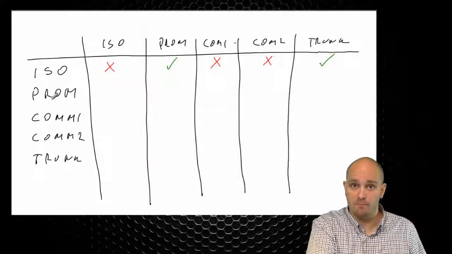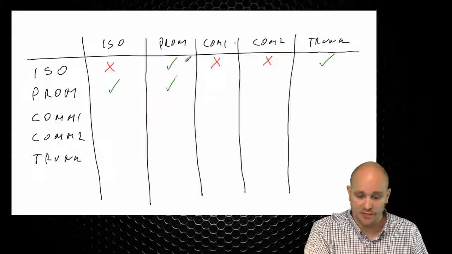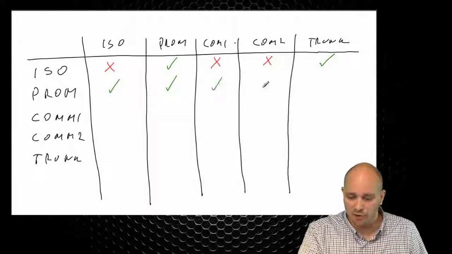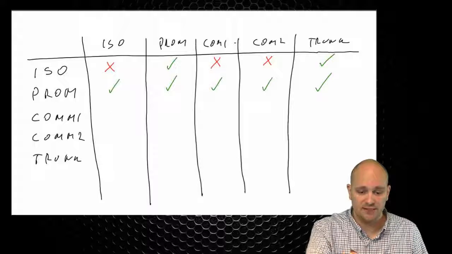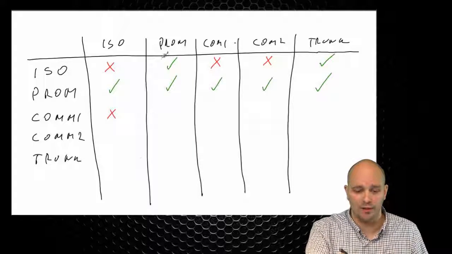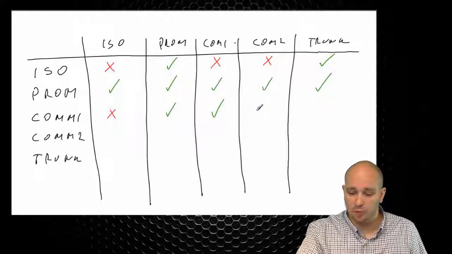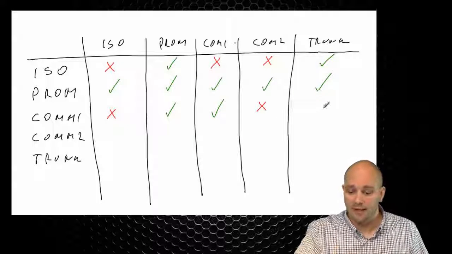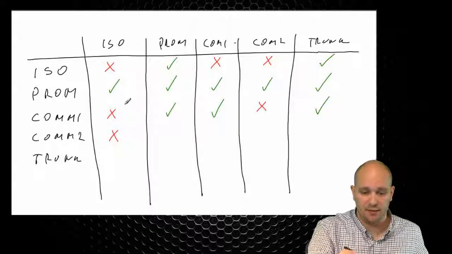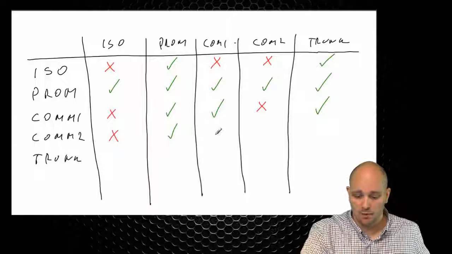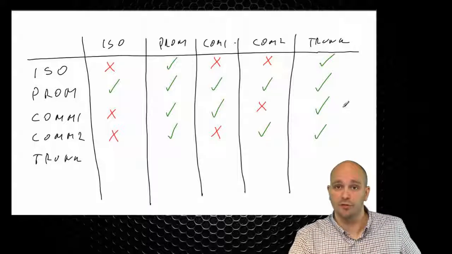Now, when we have a promiscuous port sending traffic, it will be sent to isolated ports. It will be sent to other promiscuous ports, community 1, community 2, and over the trunks. When community 1 sends traffic, of course, it doesn't go to isolated ports. It will go to promiscuous ports, but it will not go to community 2, and it will go out of the trunk. Community 2 will be sent to community 2, and it will be sent out of the trunks.